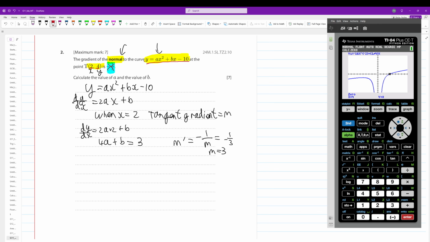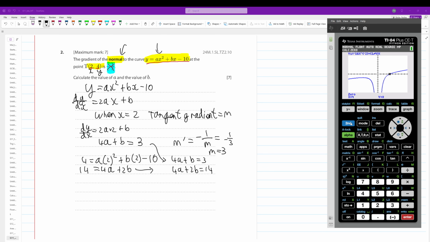This is a function that connects x and y together, and I have an x and y value, even if I don't know what a and b are yet. So that means that 4, my y value, must be equal to a, 2 squared, plus b times 2, take away 10. So 14 must be equal to 4a plus 2b. This gives me 2 equations that I'm going to rewrite over here. 4a plus b is equal to 3, and 4a add 2b is equal to 14.